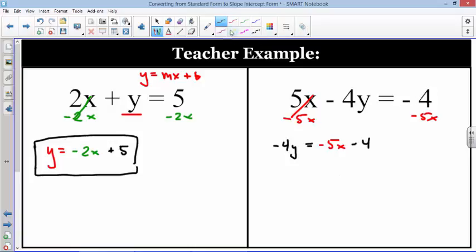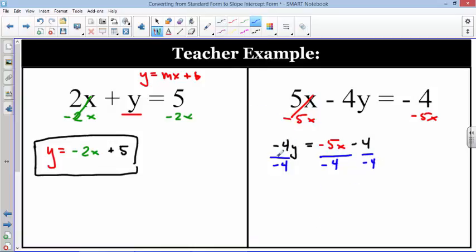So now my next step is I need to get y by itself, so I need to get rid of this negative 4 that's being multiplied. So I'm going to divide both sides by negative 4. And when I do that to the right, when I have more than one value here with an operation separating them, I need to do it to everything. So I need to divide this negative 5x by negative 4. I need to divide this minus 4 also by negative 4.